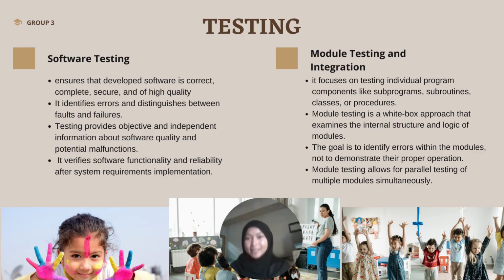The next part is testing. Firstly, software testing. Software testing ensures that developed software is correct, complete, secure, and of high quality. It identifies errors and distinguishes between failure and fault. Testing provides objective and independent information about software quality and potential malfunctions. It verifies software functionality and reliability after system requirement implementation. Testing can start with partially complete executable software.